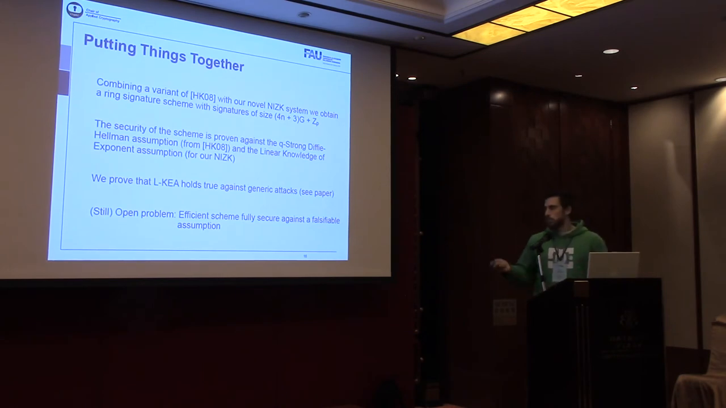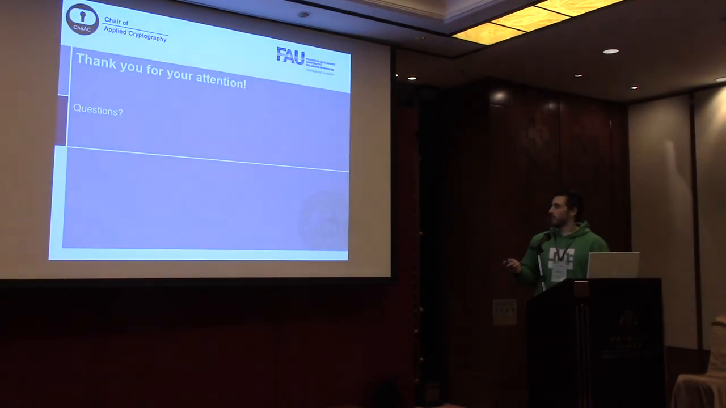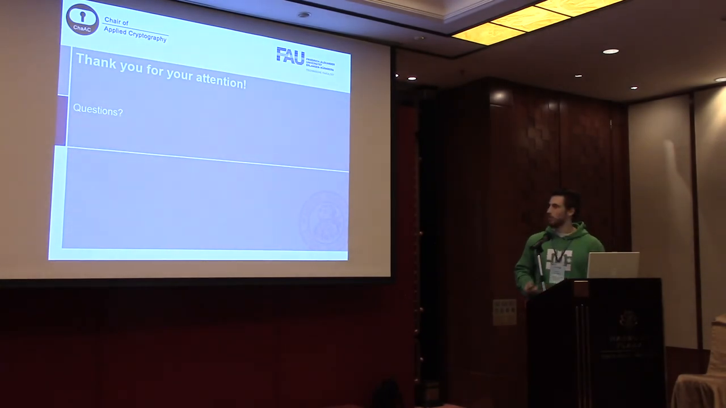A still open problem is how to instantiate efficiently a fully secure ring signature scheme which is provably secure against a falsifiable assumption. So we don't know how to do this yet. So let me conclude my talk and take questions.